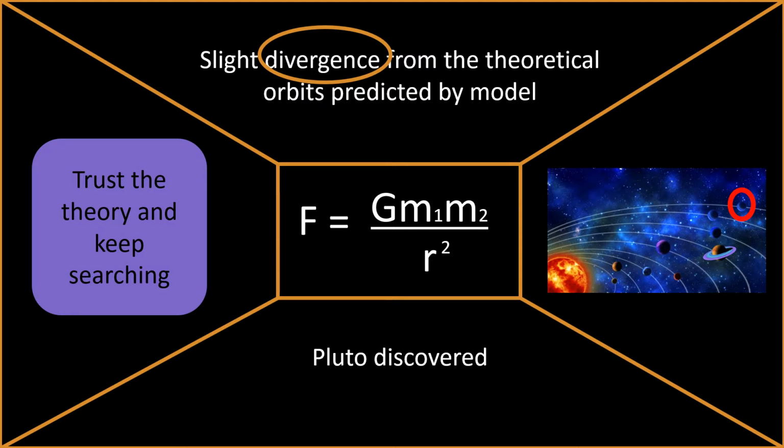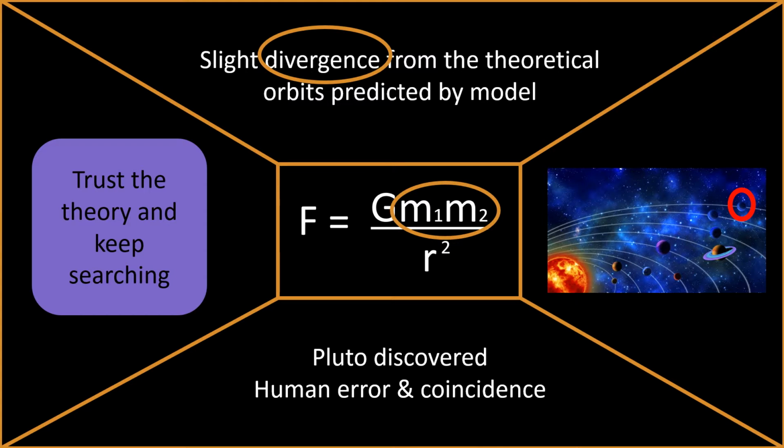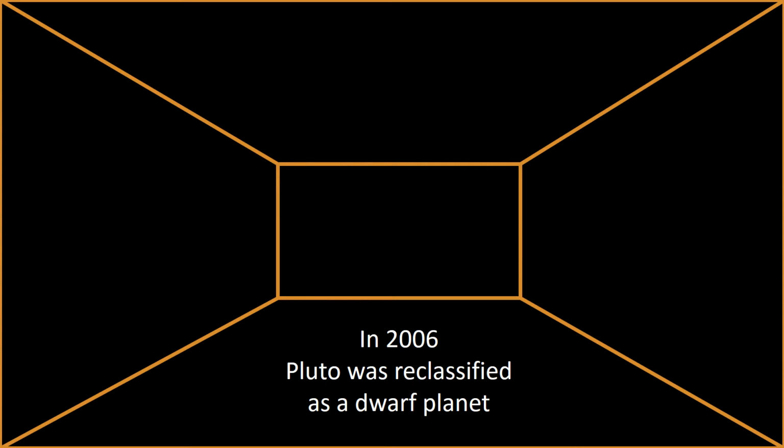Sure enough, astronomers found what they thought was another planet, Pluto. In this case, however, it turns out that the discovery was a combination of human error and coincidence. The primary source of the original divergence was an incorrect estimate of Neptune's mass, which was eventually corrected from data collected by the Voyager flyby mission. In 2006, Pluto was reclassified by the International Astronomical Union as a dwarf planet, a new category that encompassed many recently discovered objects beyond Neptune.